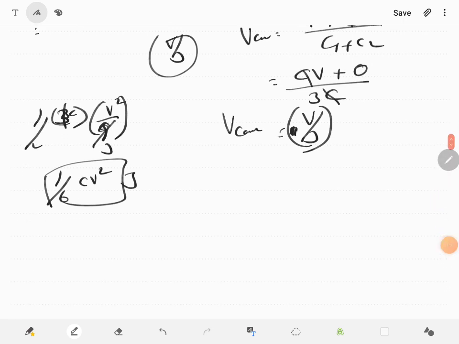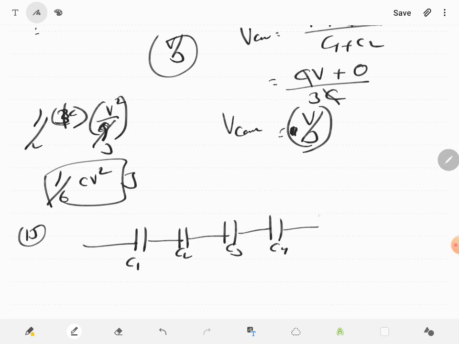So let's continue with the 13th question. If this is C1 and there's a C2 here, a C3 here, a C4 here, a C5 here, and this is B, this is A. You have a simple wire which is connecting this and this, a simple wire which connects this and this.